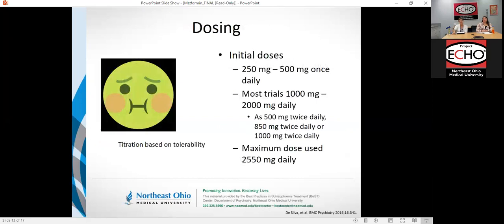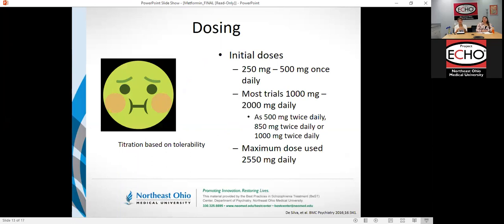Because the GI effects are the most common and tend to be the most problematic, it is recommended to start low, so with 250 or 500 milligrams once a day. Most of the trials that have demonstrated efficacy use a range between 1,000 milligrams and 2,000 milligrams total. If you're using the immediate release product, that's divided twice daily.